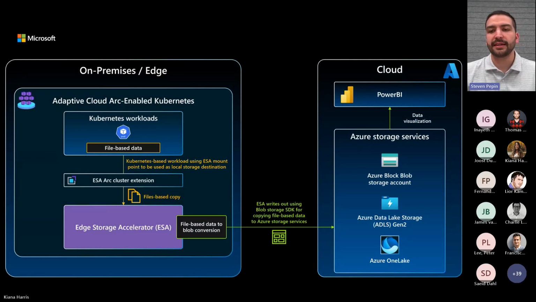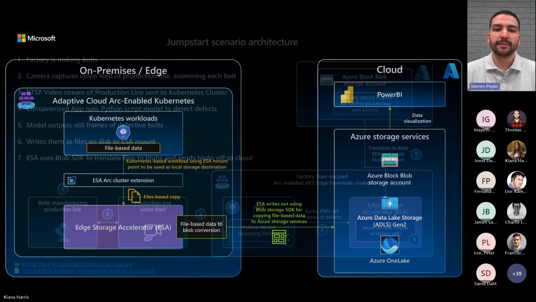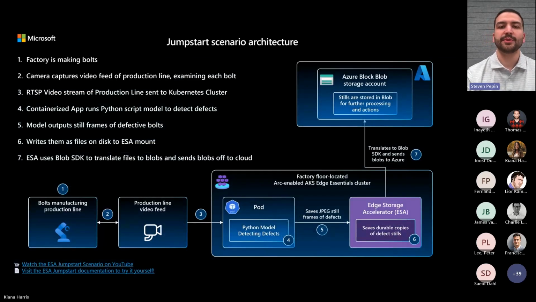So this is a diagram of how ESA looks architecturally. Again, on the left here, we have our on-prem or at the edge, depending on how you like to talk about it. So we have our connected Kubernetes cluster. You have your workloads. Everything's file-based. There's our Arc extension. So you're writing to us, and then we take care of that transition from the edge to the cloud. And there's multiple storage destinations here: Blob, ADLS Gen 2, OneLake, and then you can send all that stuff for visualization to Power BI or whatever other dashboarding software you are interested in.